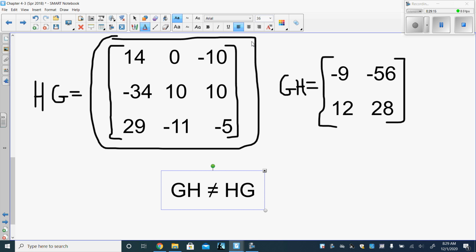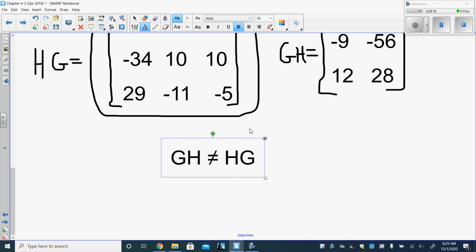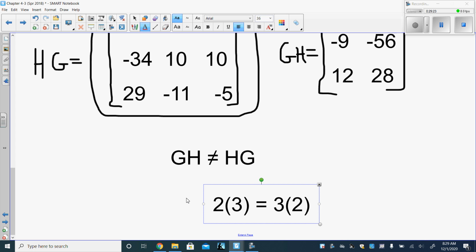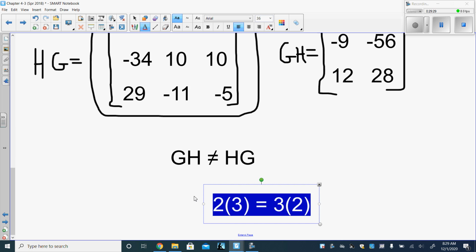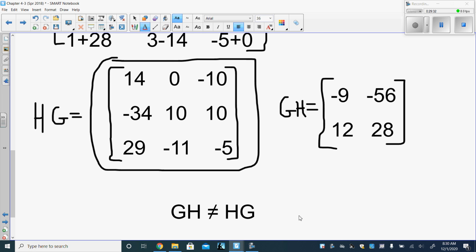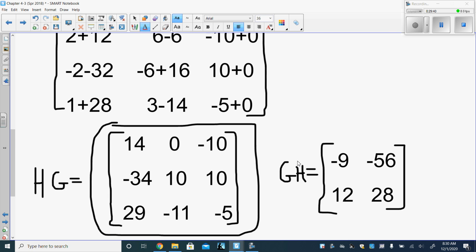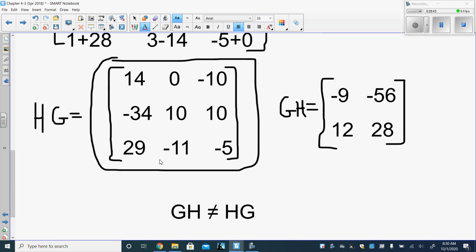Now, with most other multiplications, it will work. So 2 times 3 is going to be the same as 3 times 2. Multiplication is commutative. Order doesn't matter normally, but with matrices, order matters. Order does matter when we're multiplying matrices. So here we can't just flip it. The order does matter. And that's why we did these two here, to show that H times G and G times H, just because I flip them, does not mean I will get the same matrix. Now it does work with addition, it just does not work with multiplication.